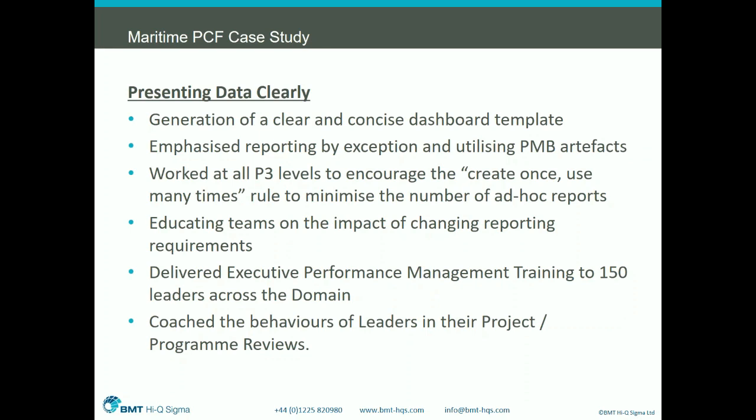And finally, coaching those leaders in the various project and program reviews. So sitting in, making sure that they understand what the MI means and that the analysis has been done before the review, so that we could discuss it rather than critique it in the meeting.